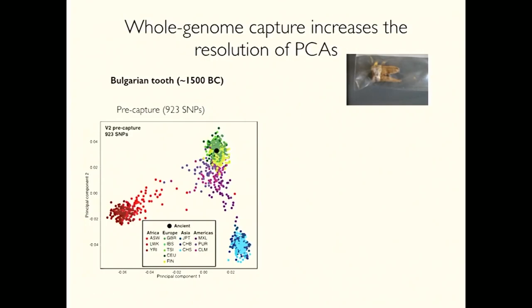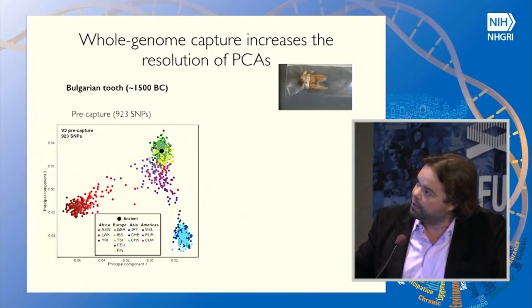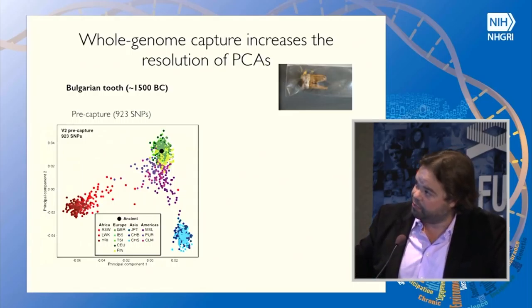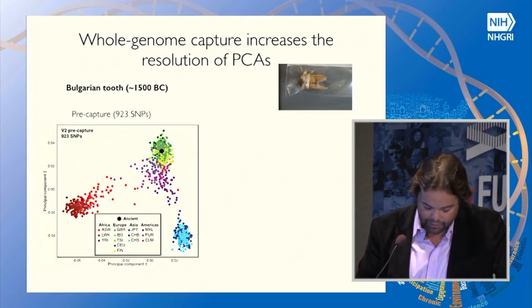Here's an example of the improved resolution. This is what you would get. Here's a principal component analysis: Africa, Asia, Europe. Here's a Bulgarian tooth. If you look at what you would get pre-capture, you get about 1,000 SNPs, and you can say this individual is European, which is not surprising given that they were found in Bulgaria.